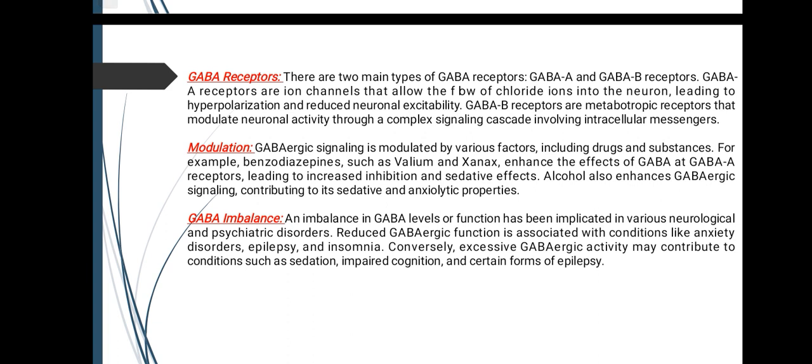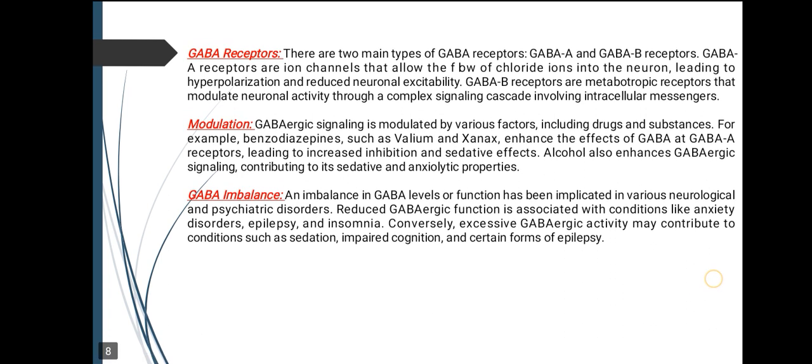GABA receptors. There are two main types of GABA receptor: GABA A and GABA B receptors. GABA A receptors are ion channels that allow chloride ions into the neuron, leading to hyperpolarization and reduced neural excitability. GABA B receptors are metabotropic receptors that modulate neuron activity through a complex signaling cascade involving intracellular messenger modulation.